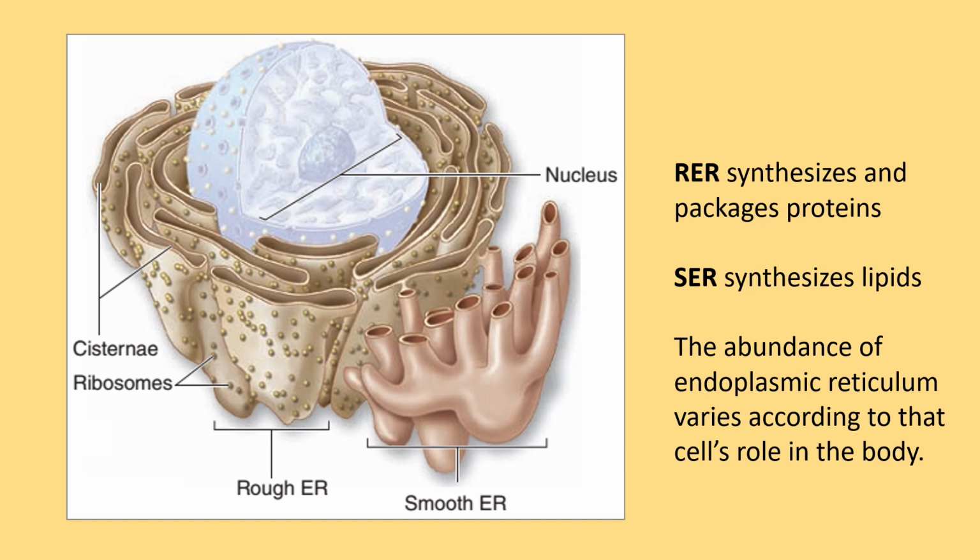Let's talk about what each of these does. The rough endoplasmic reticulum is responsible for helping to manufacture proteins, and then these proteins are packaged in a lipid coating and then sent off often to the Golgi apparatus for further processing. The smooth endoplasmic reticulum is where our cells manufacture lipids. Cholesterol is a lipid. Phospholipids are lipids. There are many other lipids that are used inside the cell as well as secreted for use elsewhere outside the cell.